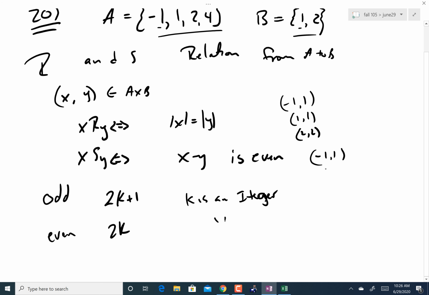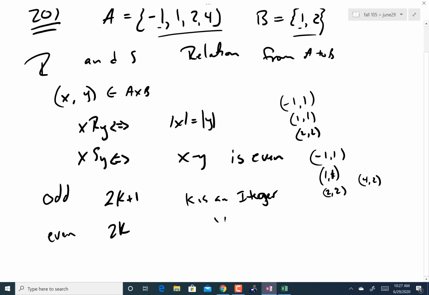So -1, 1. And let's list them out here. So -1 minus 2, that does not work. 1 minus 1 is 0, so that works. 1 and 1. 1 minus 2 does not work. 2 minus 1 does not work. 2 minus 2 does work. 4 minus 1, 4 minus 2. All right, there they are.